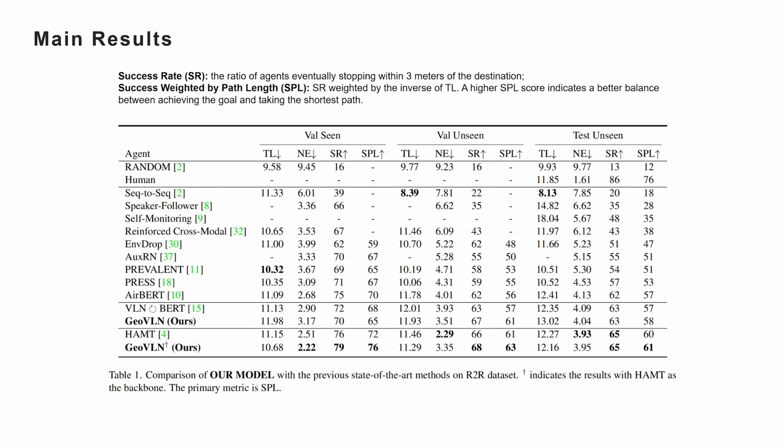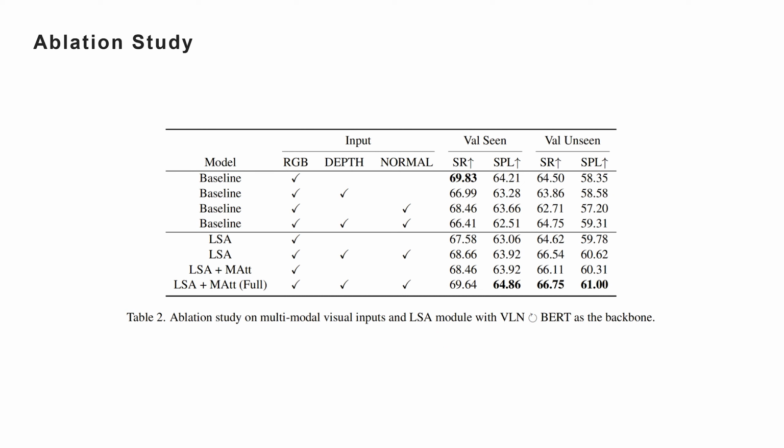We provide a quantitative comparison of our GeoVLN with the previous methods on the room-to-room dataset. Additionally, we report the results of GeoVLN Dagger, an extension of HAMT, with our newly designed modules. As shown in the table, our models outperform all baseline methods, demonstrating particularly impressive results in unseen environments. Furthermore, we conduct ablation studies. The quantitative results confirm the efficacy of multi-modal visual inputs, local-aware slot attention, and multi-way attention, thereby supporting our claims and contributions.